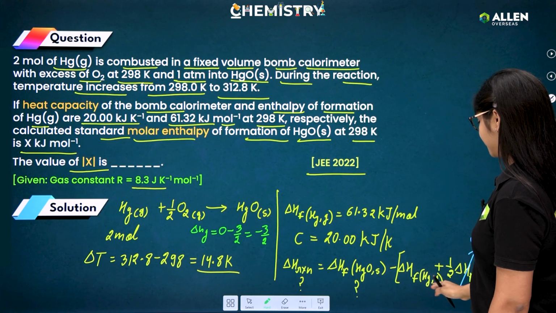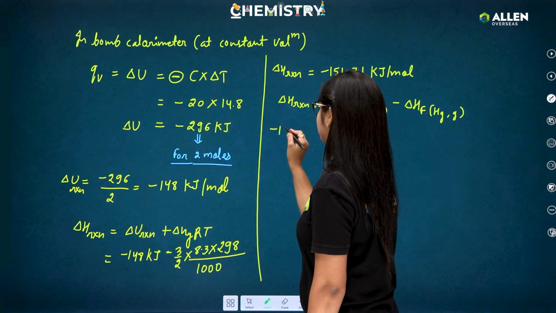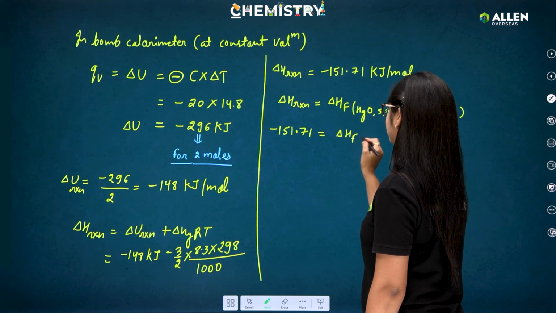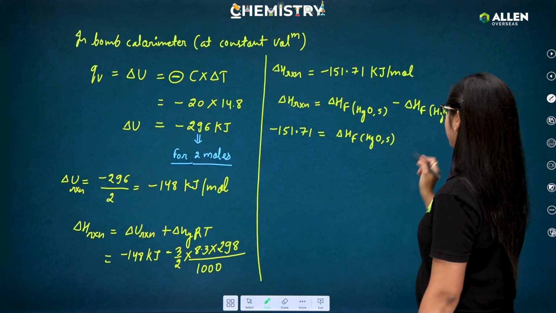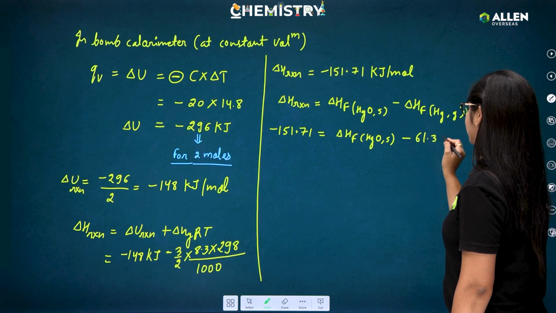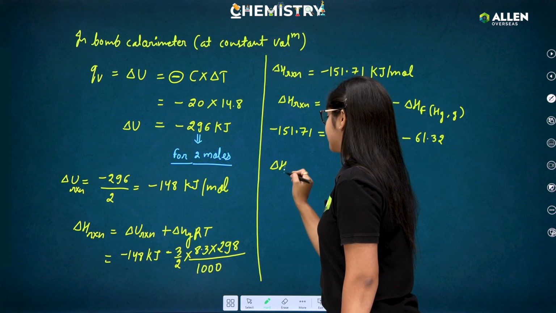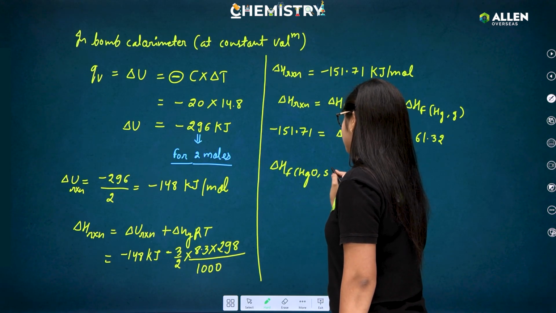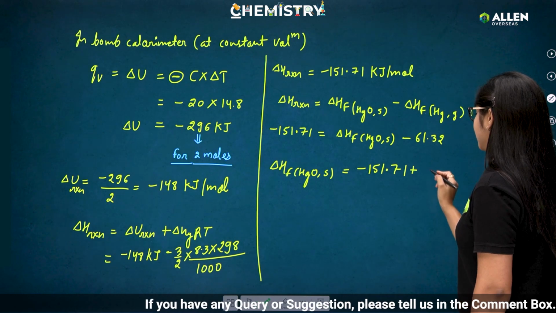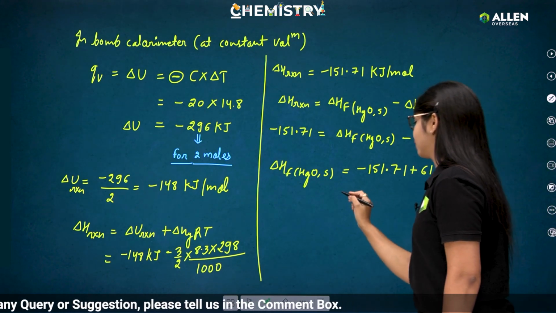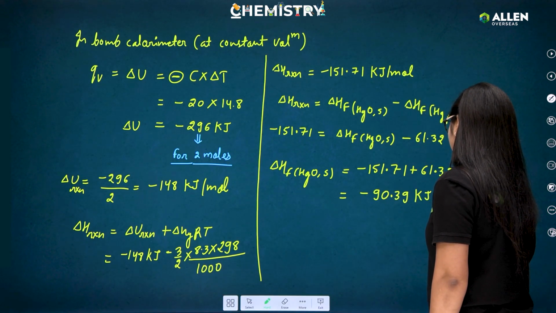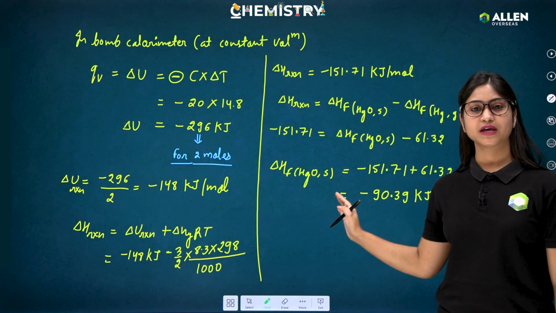Okay, this is what we have here in this equation. So delta H reaction is minus 151.71, equal to, this is what we have to calculate, delta H formation of HgO solid, and this value is given in the question, that is 61.32 kilojoule per mole. So delta H formation of HgO solid is equal to minus 151.71, and this will become positive, so plus 61.32. So after solving this, you will get minus 90.39 kilojoule per mole. This is the value of delta H formation of HgO solid.